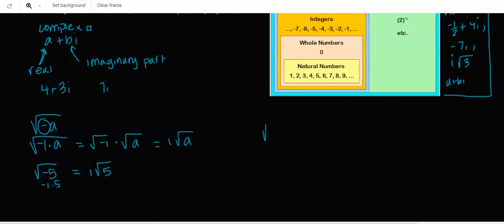All right, let's try another one. Square root of -36. So I'm going to take out the negative, so that's i, times the square root of 36. And the square root of 36 is 6, so that's i times 6, or 6i.